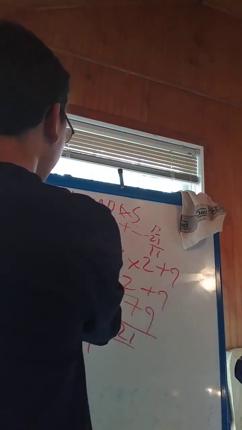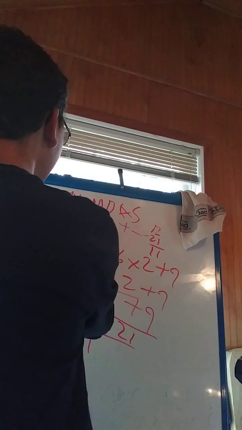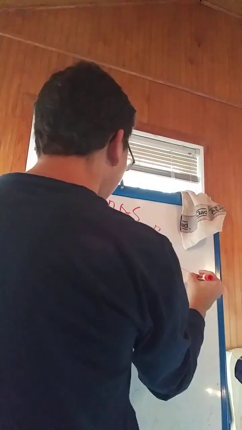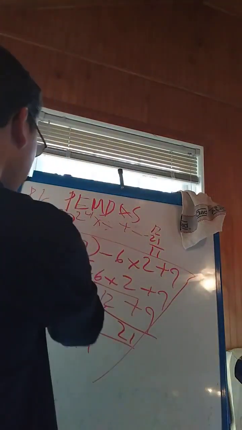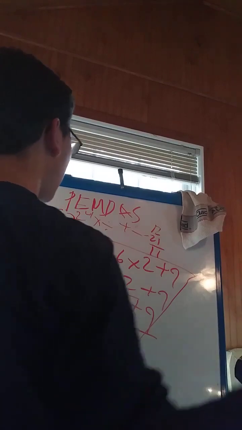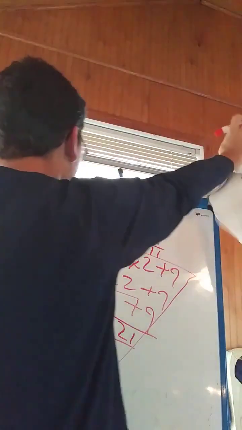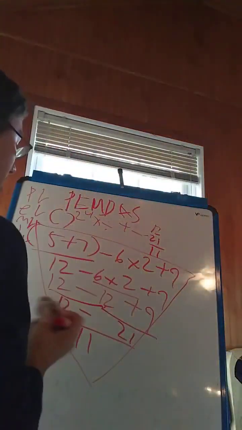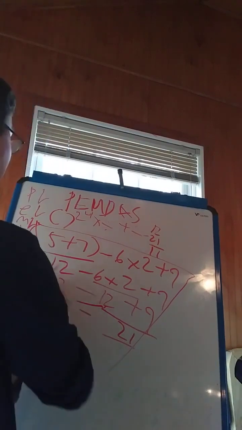So, if I can draw that same backwards triangle around the problem, then it's right. So let's do another.